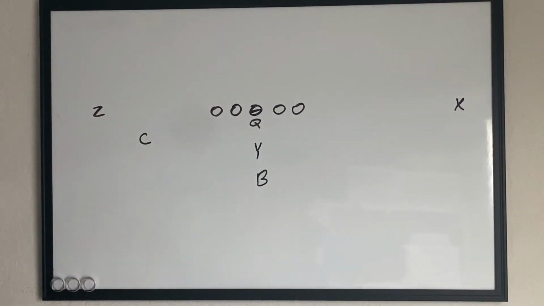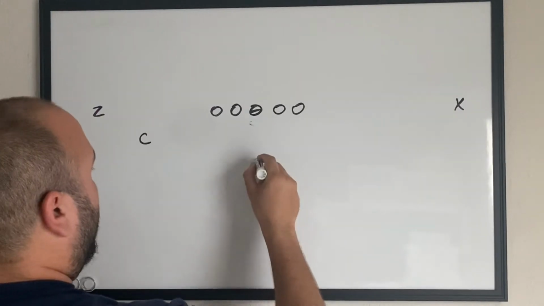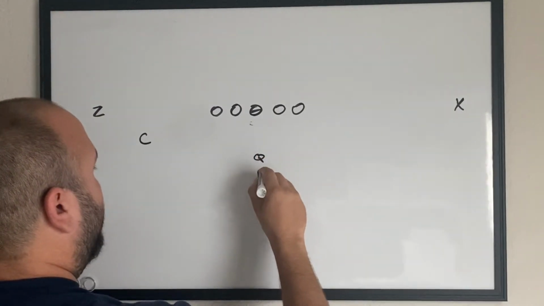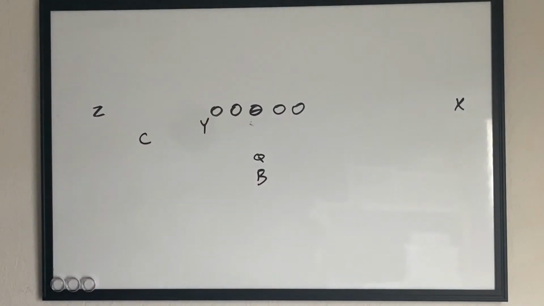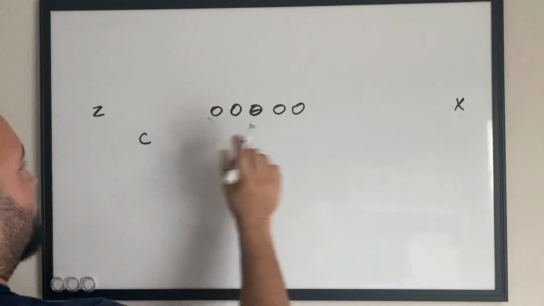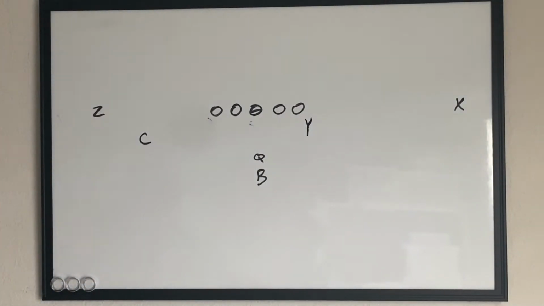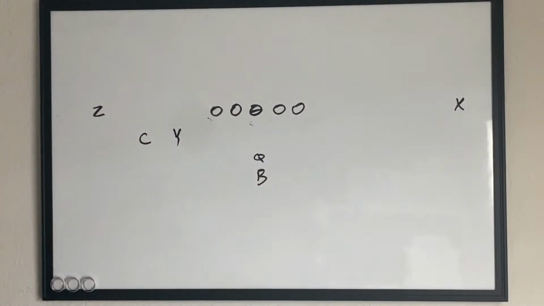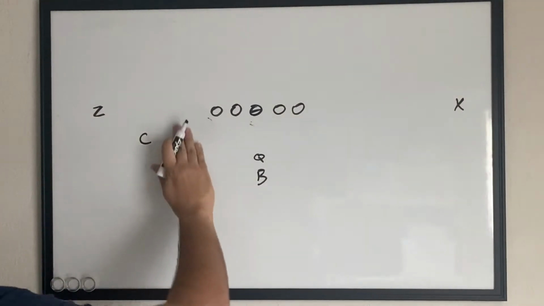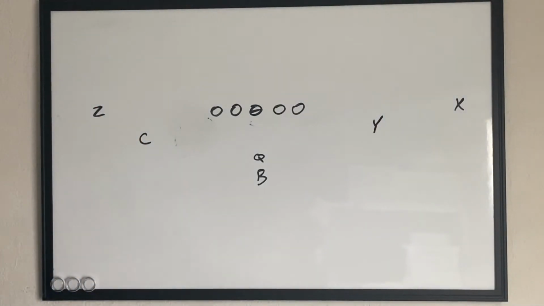Now, when I move them to the 1 position, like I said before, I'm based out of the pistol, so I'm going to move that Y to that 1 position, right? When I move him to 2, he's going to be right there. When I move him to 3, he's going to move over to Tripp's left. When I go to 4, he's going to be in doubles.